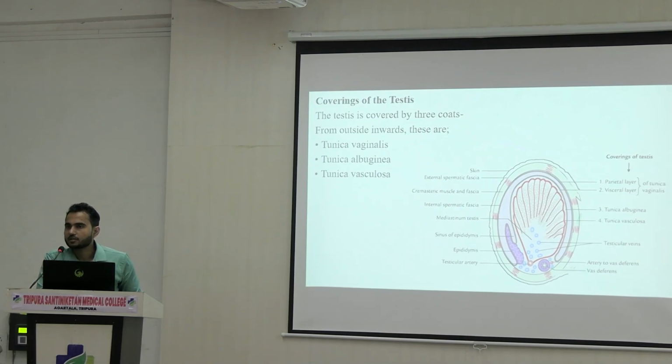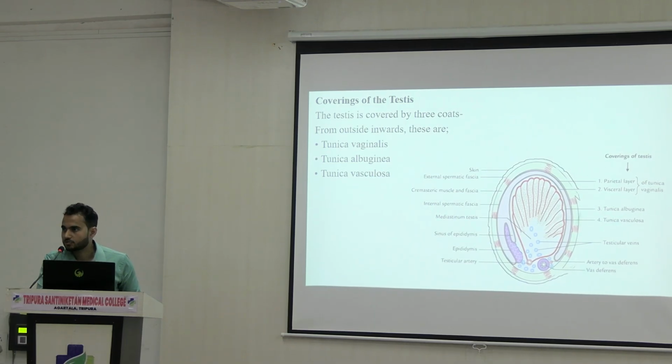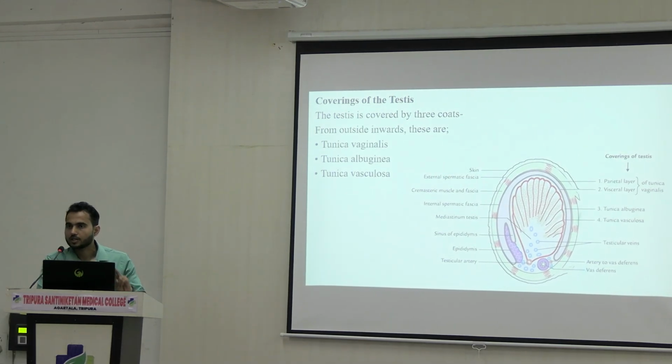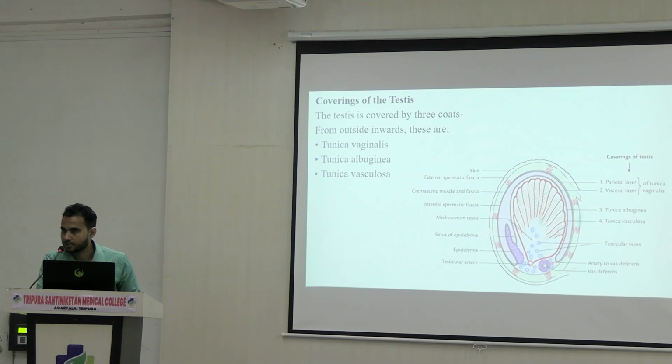Have you studied the descent of testis? When you have studied the descent of testis, you should know why two layers are there in the tunica vaginalis. Because the processus vaginalis, which helps in descent of the testis, is invaginated by the testis. As a result, it has two layers. The outer one is the parietal layer, the inner one is the visceral layer. So here also we have two different layers in the tunica vaginalis.